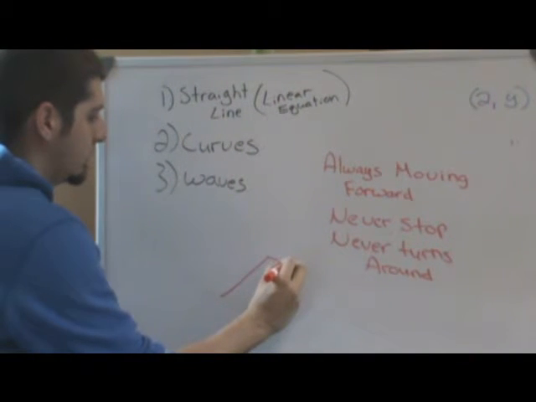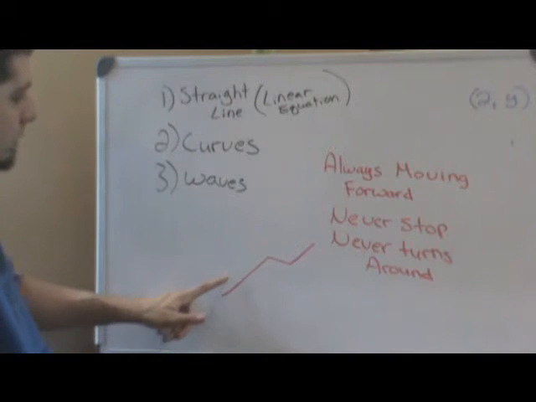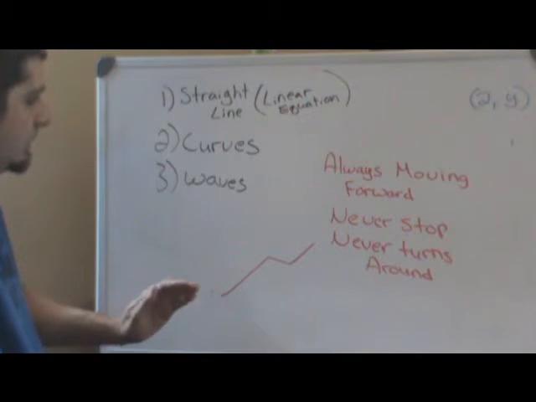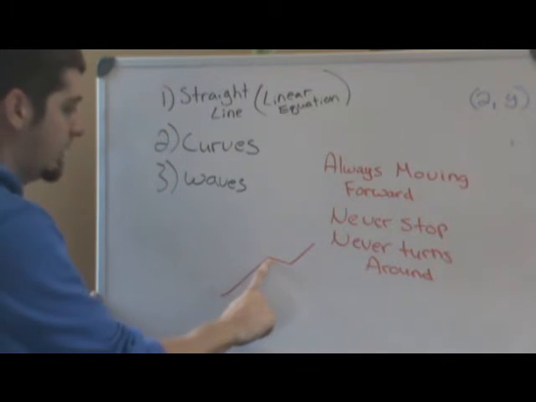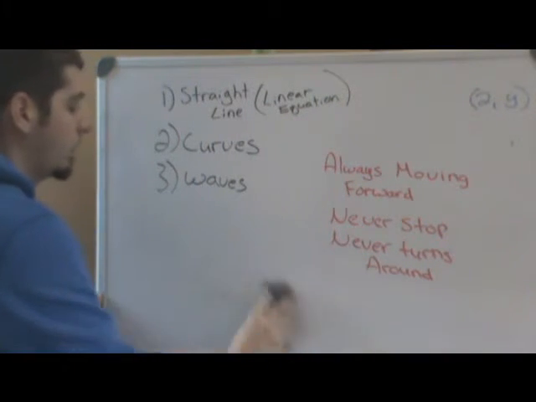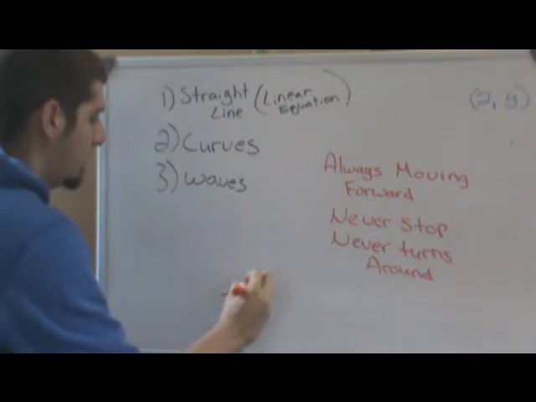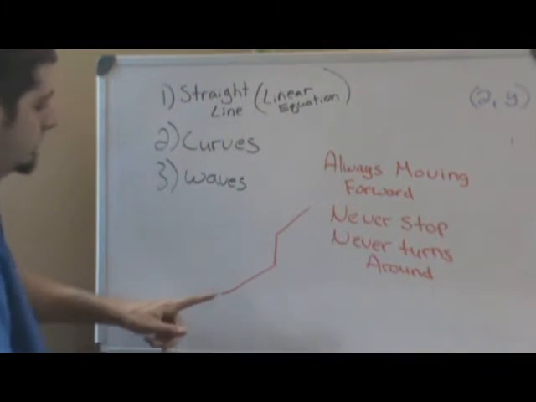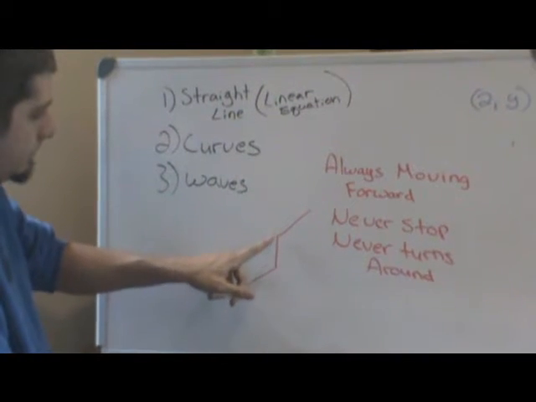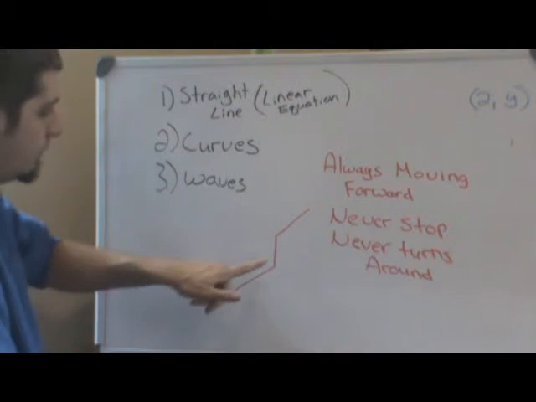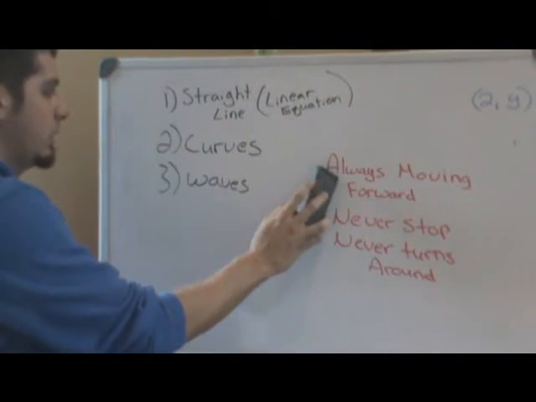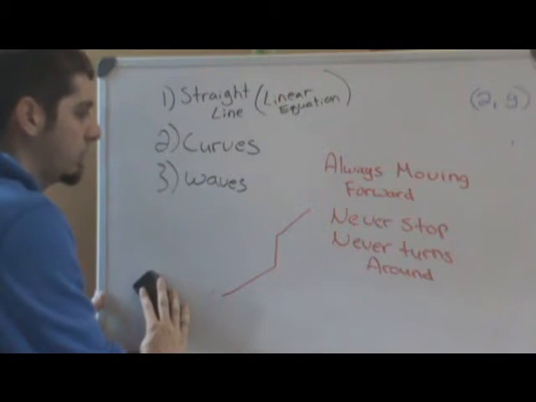This is a function. It's always moving forward. It never stopped, it never turned around. Okay, even right here, it's still moving forward. It's not turning around, it's not stopping, it's still moving forward. However, this is not a function. It stopped right here. Okay, it's not moving forward. It's moving up, but it's not moving forward. Okay, so this one is not always moving forward, so it's not a function.